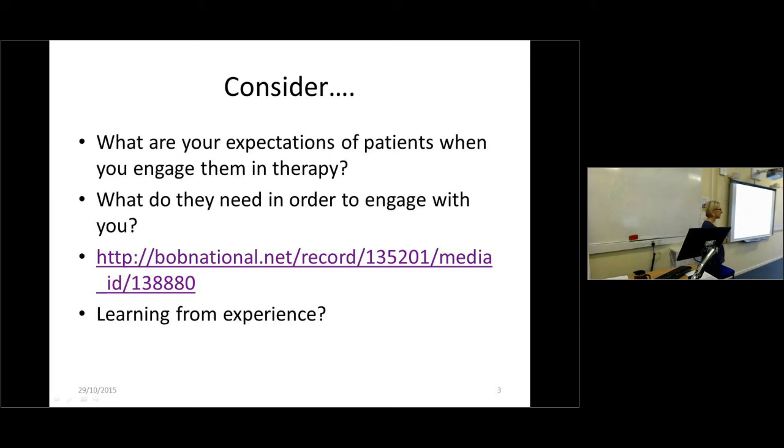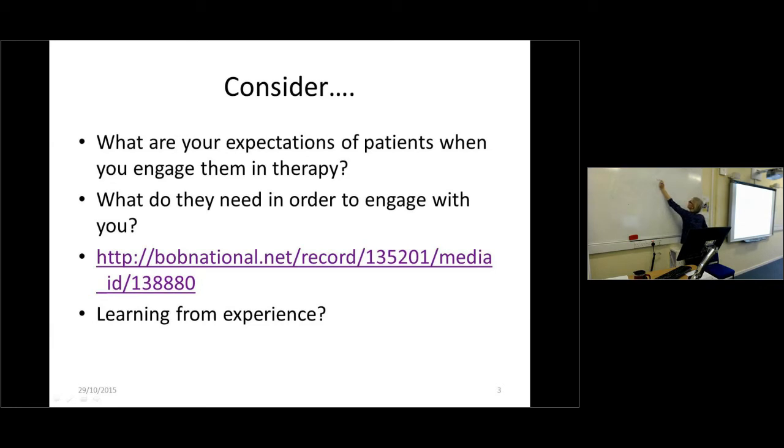Okay. So, what is it that the person needs? Just shout out some of your ideas. What do you think they need to be able to engage with you as a physiotherapist? Insight into their injury and about their abilities. Yeah.